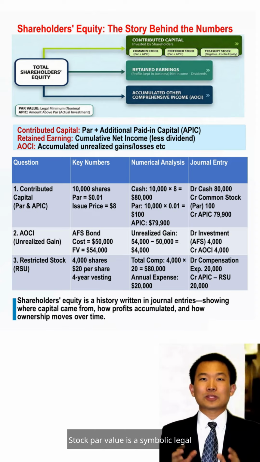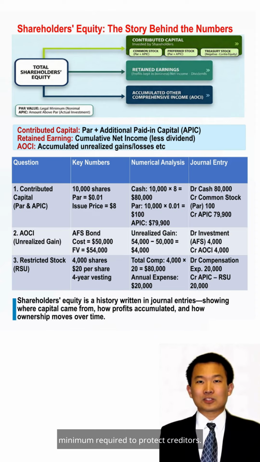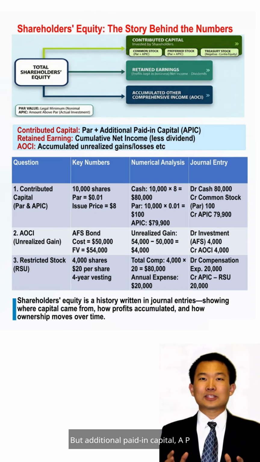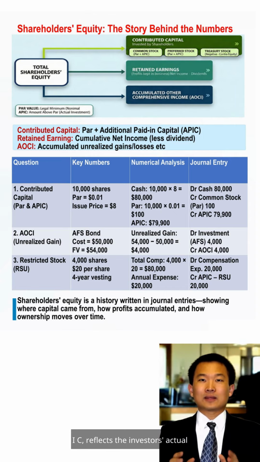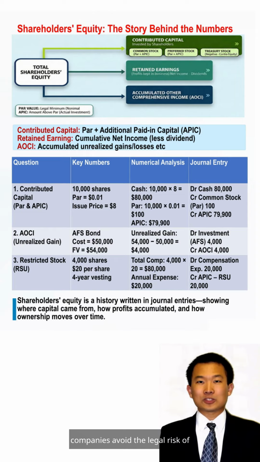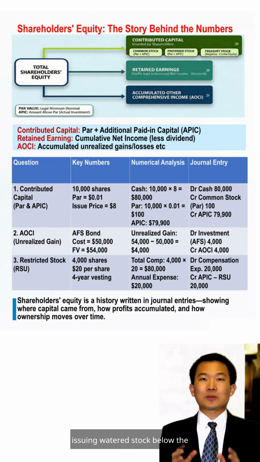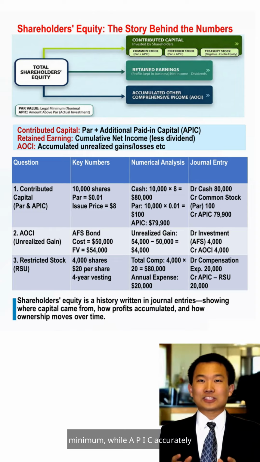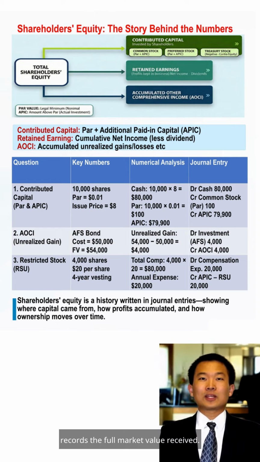Stock par value is a symbolic legal minimum required to protect creditors. But additional paid-in capital, APIC, reflects the investor's actual economic contribution. By setting par value near zero, companies avoid the legal risk of issuing watered stock below the minimum, while APIC accurately records the full market value received.